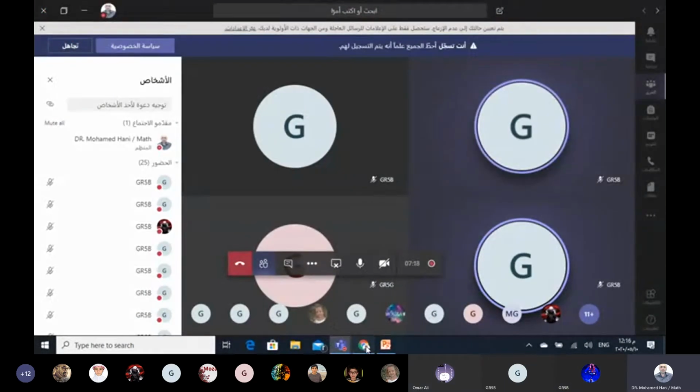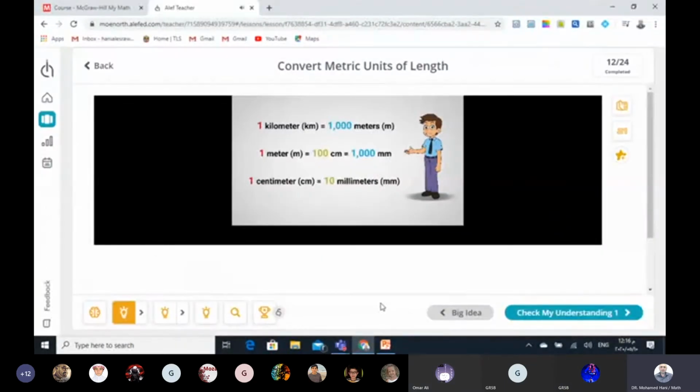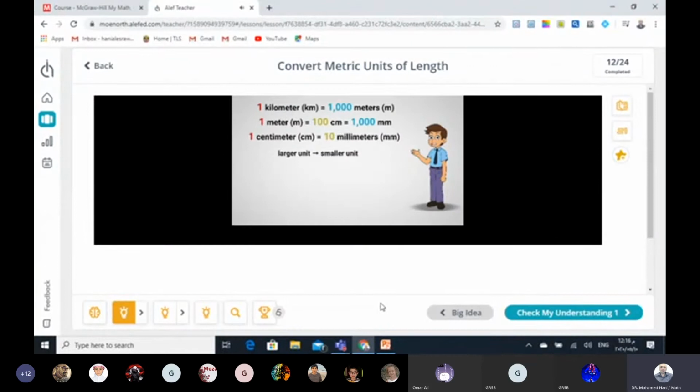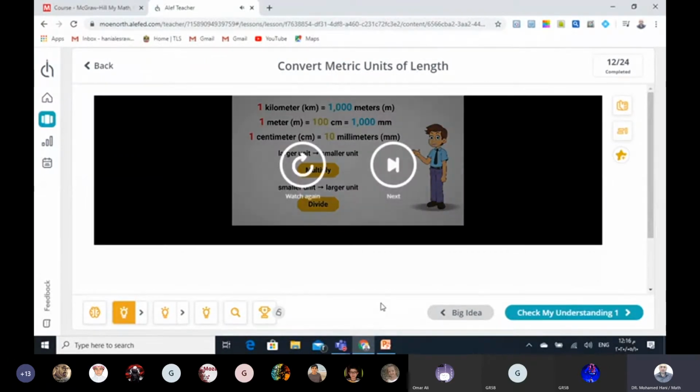You have learned about converting metric measures of distance. You have converted from a larger to a smaller metric unit by multiplying, and converting from a smaller to a larger metric unit by dividing. What else can you do with metric units? Continue your lesson to find out.